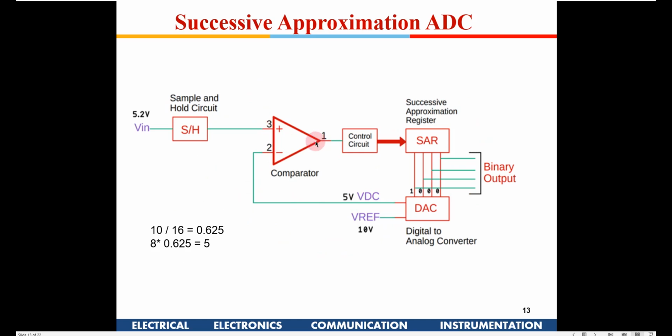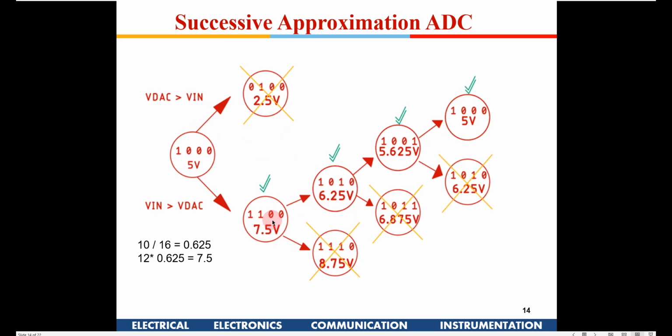Now the comparator will tell me that I have to reduce the voltage, because the input voltage is only 5.2. From here to here, this one is retained because that was the first cycle. The second one has become 0 and the next has become a 1. What has happened here? The input voltage of 5.2 was higher, so that is why this was retained as 1 and this became 1.